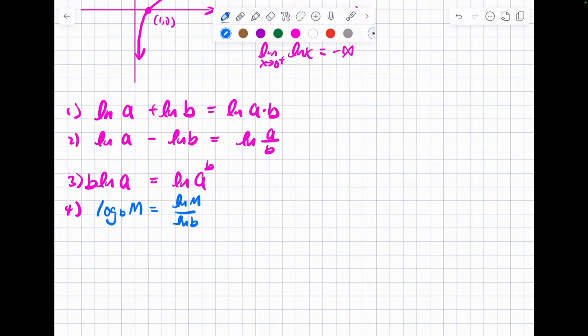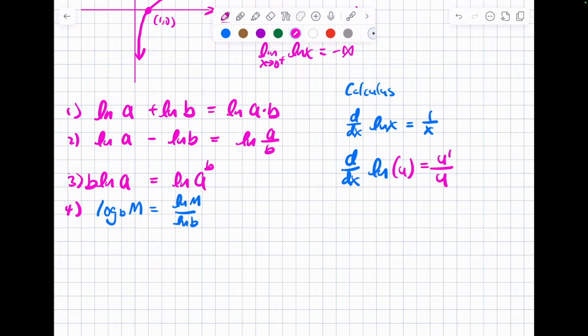Now, as far as calculus goes, the derivative of natural log of x is equal to 1 over x, and the derivative of natural log of u, so there's u substitution, is equal to u prime over u. So that's a part, Aiden, this is the only part where you're learning something new. Here is calculus. The other one is all pre-calculus.